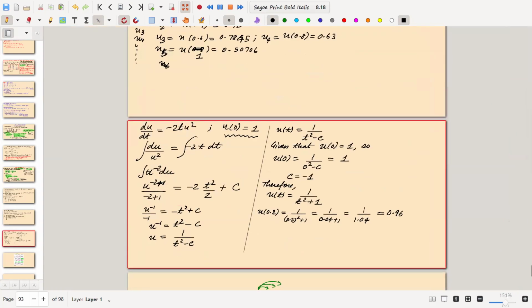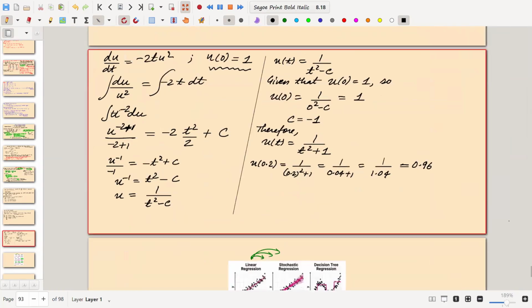You were getting 1. Okay, anyway, u at 0.4, can we compute? 1 by 0.4 whole square plus 1. This is equal to 1 by 1.16. Can you tell me the value of 1 divided by 1.16?